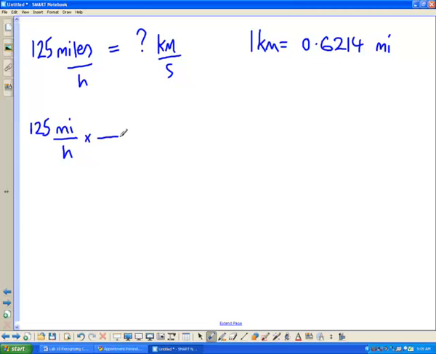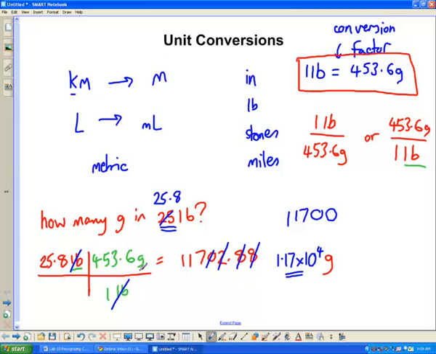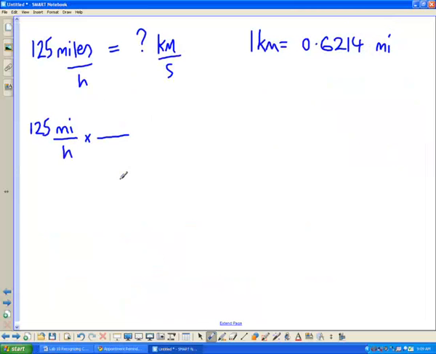Now I'm going to do a slightly different representation for what's going on here. Here I did the picket fence. Here I'm just doing a series of multiplications, but it's the same idea. So once again, we have to figure out, where do our miles go? Well, if our miles have to cancel out, then the miles have to go on the bottom. 0.6214 miles is 1 kilometer.